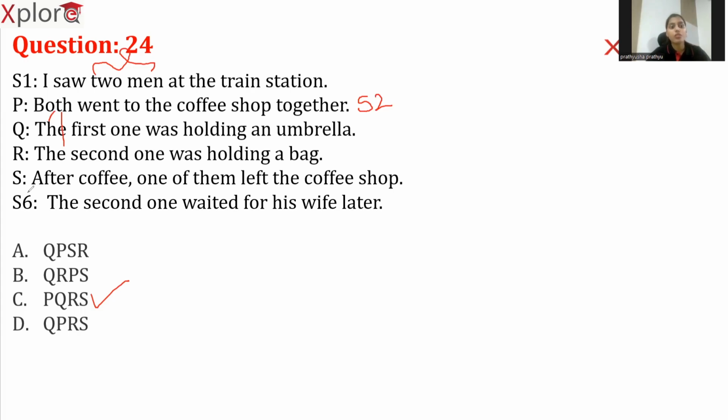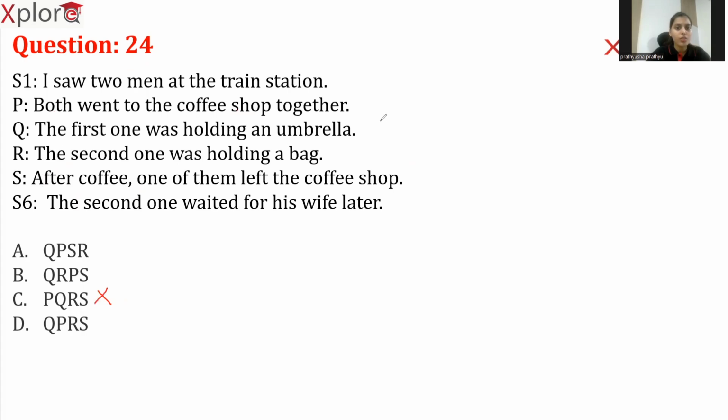Now all of a sudden, you are talking about after coffee. So see here, in statement two, you have spoken about coffee. And after that, you have changed your subject. You started talking about these both individually. And again, here you started talking about coffee, after coffee. So which shows that there is no continuity among these four sentences. So PQRS, this format is wrong.